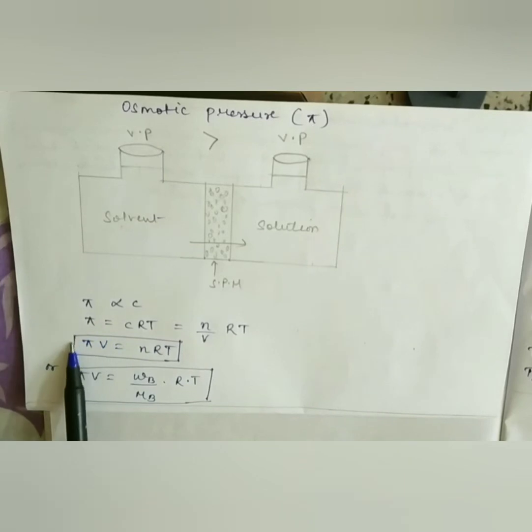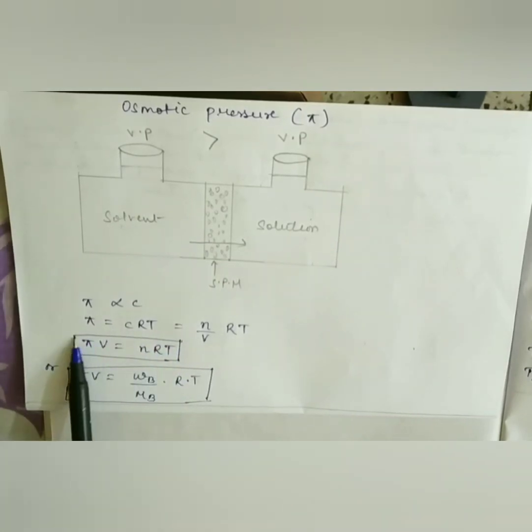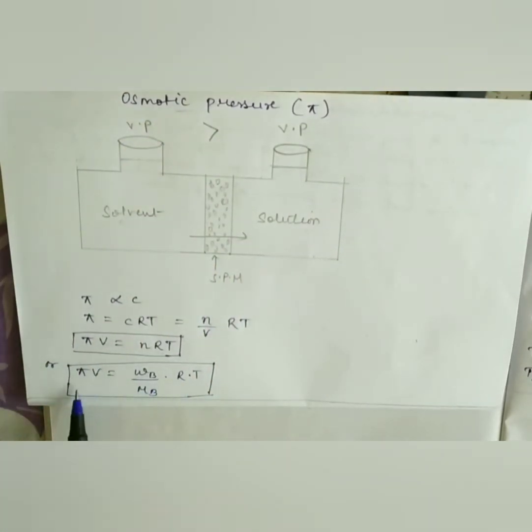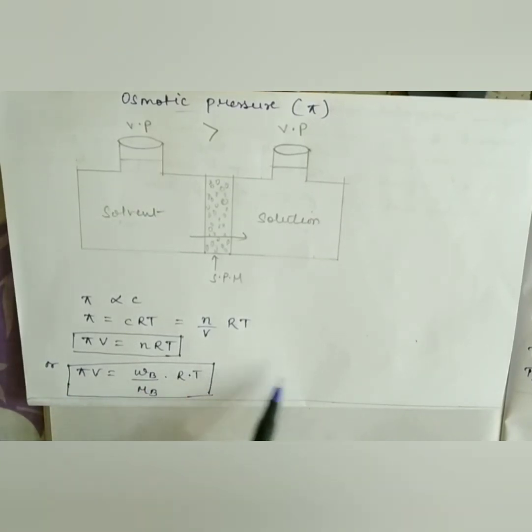If you take a close look, since pi is osmotic pressure, it is simply a pressure. So PV is equal to nRT. This is a representation of the ideal gas equation, PV equal to nRT. So pi V is equal to nRT. This expression expresses the osmotic pressure, or we can write it as pi V is equal to WB by MB into RT, since n is the number of moles of solute, so definitely we can write WB by MB.